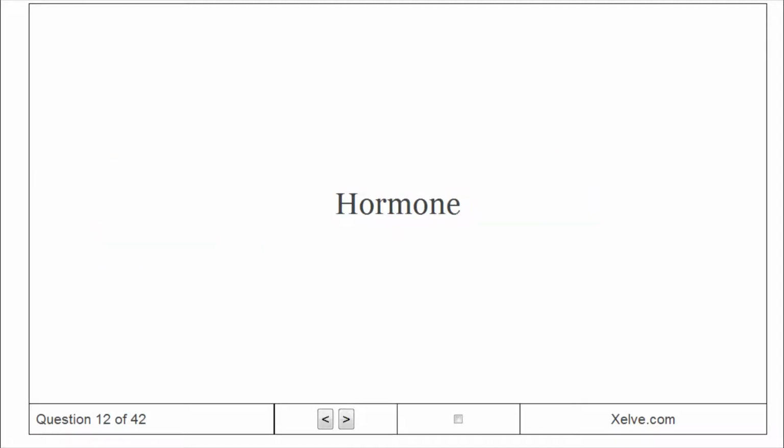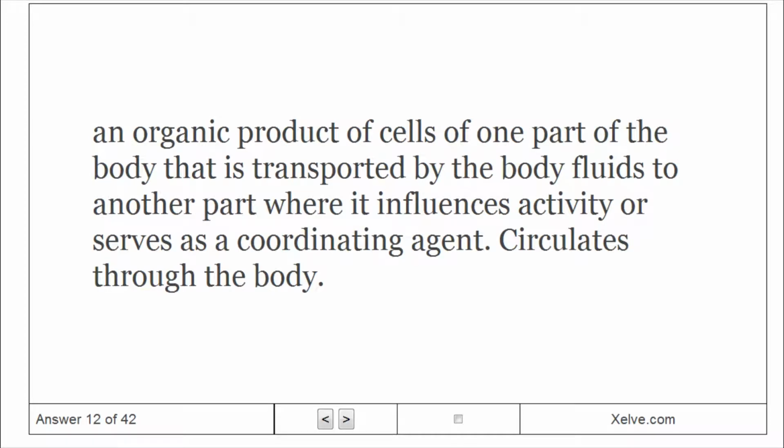Hormone. An organic product of cells of one part of the body that is transported by the body fluids to another part where it influences activity or serves as a coordinating agent, circulates through the body.